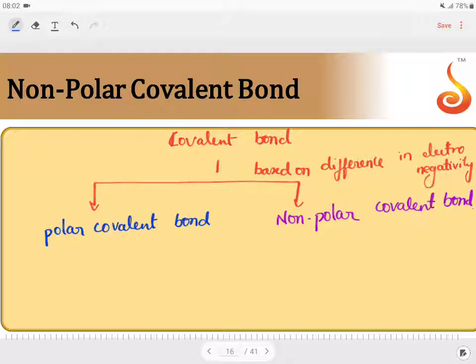We know that a covalent bond is formed due to the sharing of electrons between two atoms. Those two atoms we call bonded atoms. You can classify covalent bonds into different categories. One such classification is based on the difference in electronegativity between the two bonded atoms. Based on this difference, we have polar covalent bonds and non-polar covalent bonds.